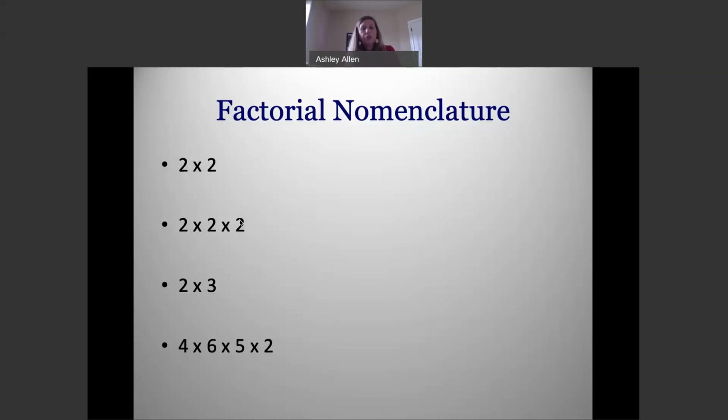Okay, so the first one, independent variables, how many independent variables are there? There are 2. You have 2 numbers. Main effects, how many main effects are there? 2. Again, the same as the independent variables.